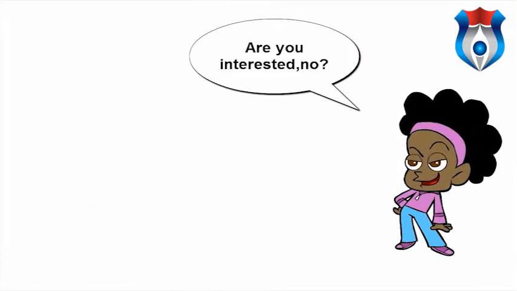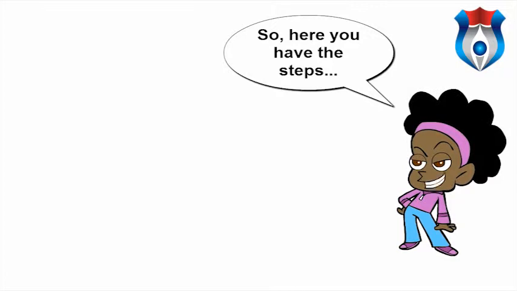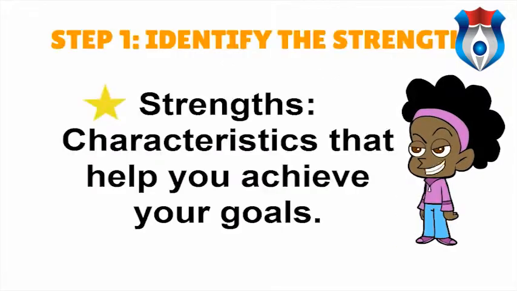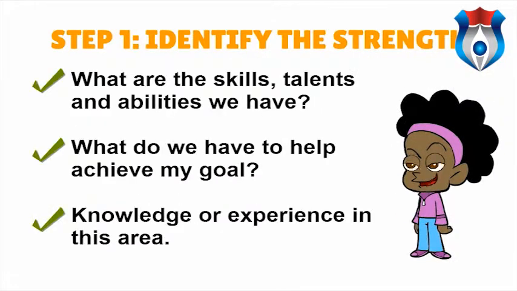So, here you have the steps. Step 1. Identify the strengths. Strengths are the characteristics that help you achieve your goals. What are the skills, talents and abilities we have? What do we have to help achieve my goal? Knowledge or experience in this area.